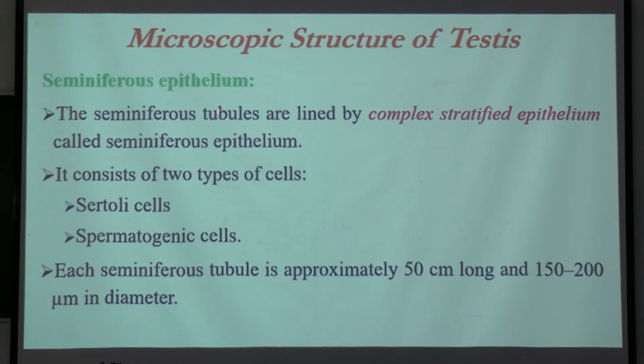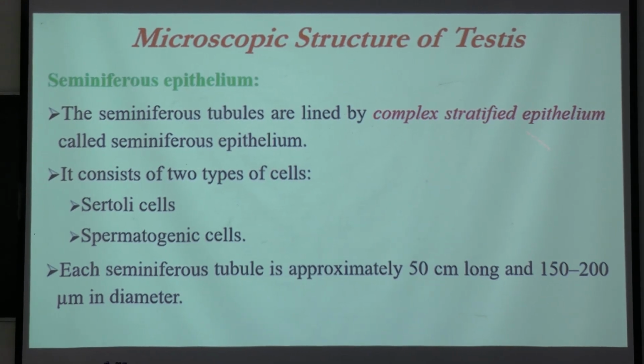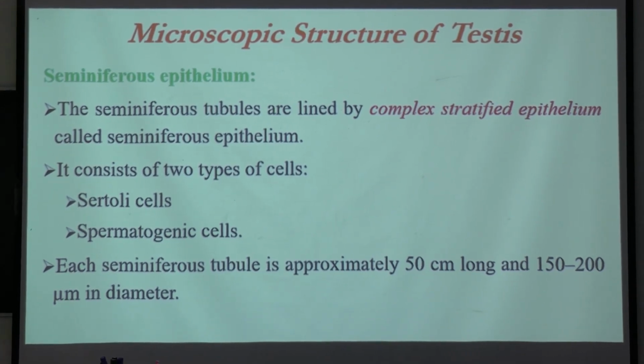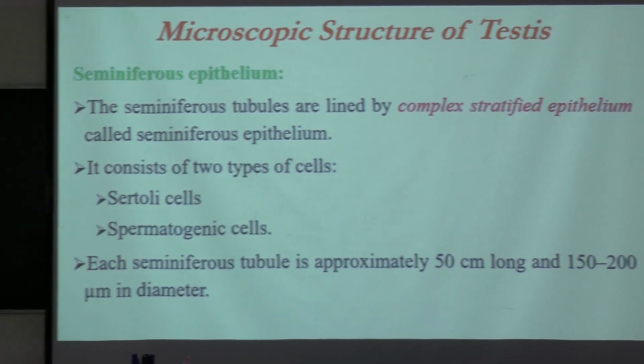Seminiferous tubules are lined by complex stratified epithelium called the seminiferous epithelium, and it consists of two types of cells. One is supporting cells, known as Sertoli cells. The other is spermatogenic cells. These two types of cells lie within the seminiferous epithelium, and each seminiferous tubule is approximately 50 centimeters long and 150 to 200 microns in diameter.